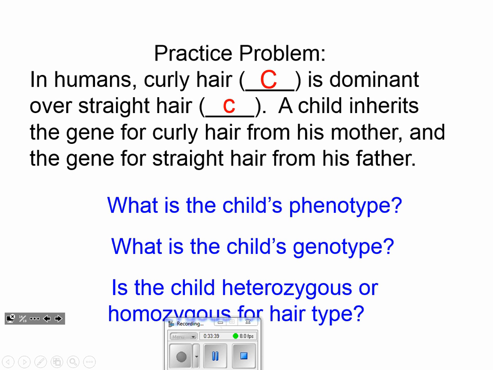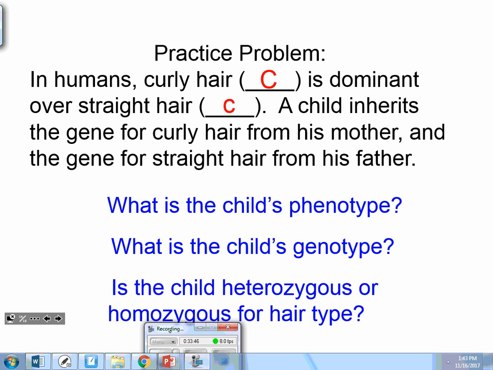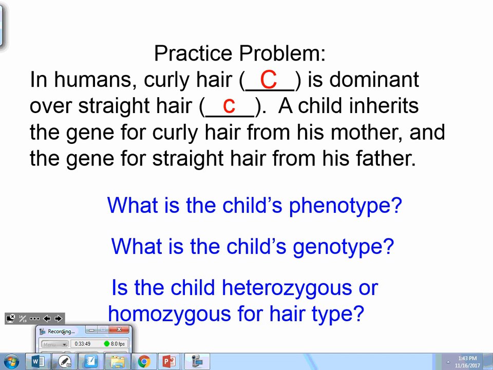The three questions you need to answer. What is his phenotype, genotype, and are they heterozygous or homozygous? So think about it, process it, and write it down.